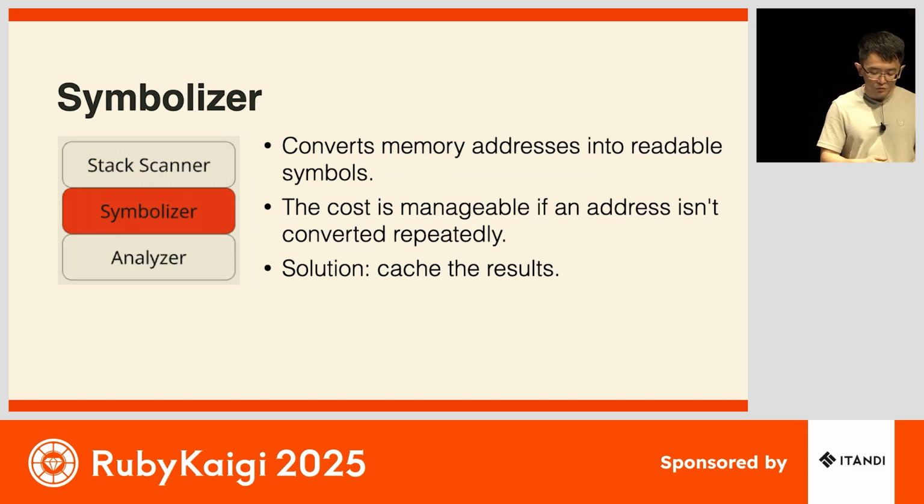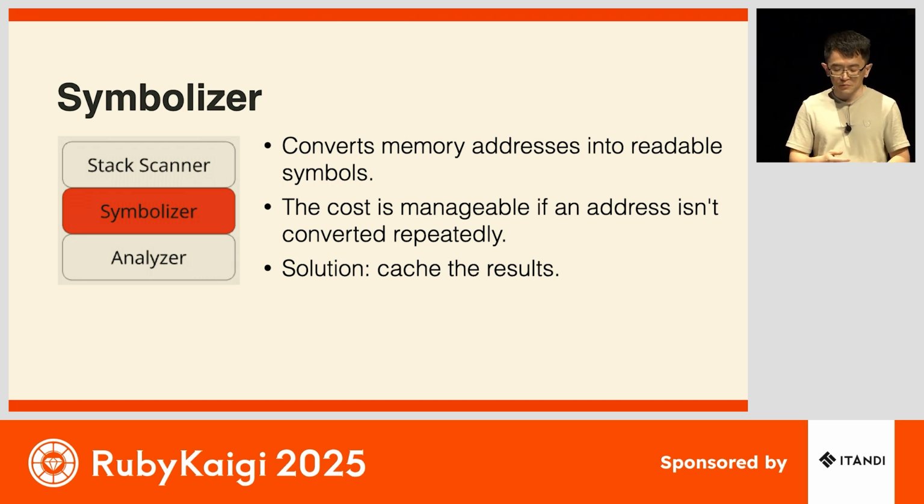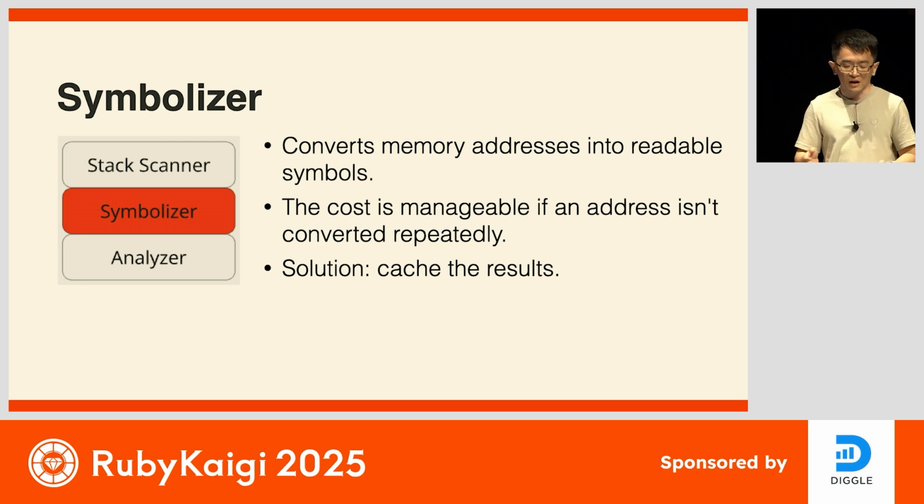The next component of the handler is the symbolizer, which converts memory addresses into human-readable symbols. The stack scanner can only gather the function or method addresses. So to understand them, we need to convert those addresses into method names and other details.